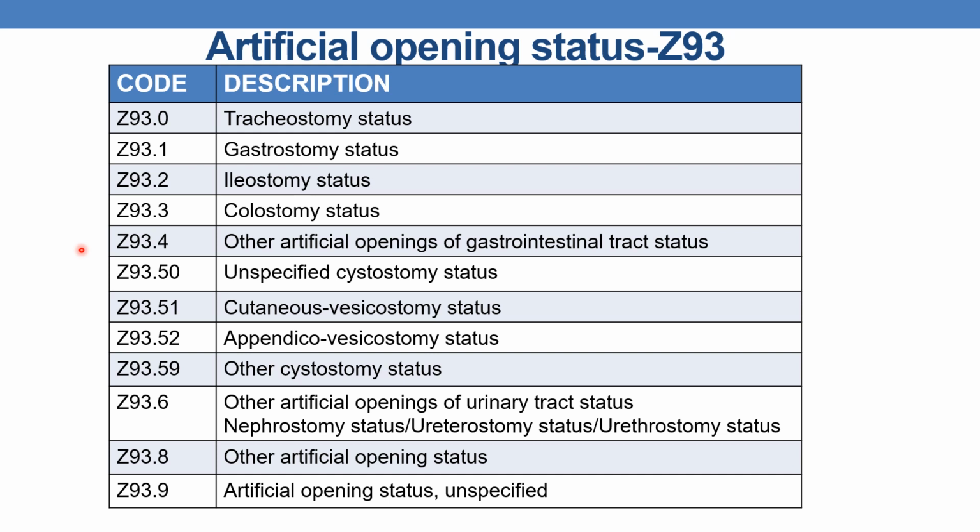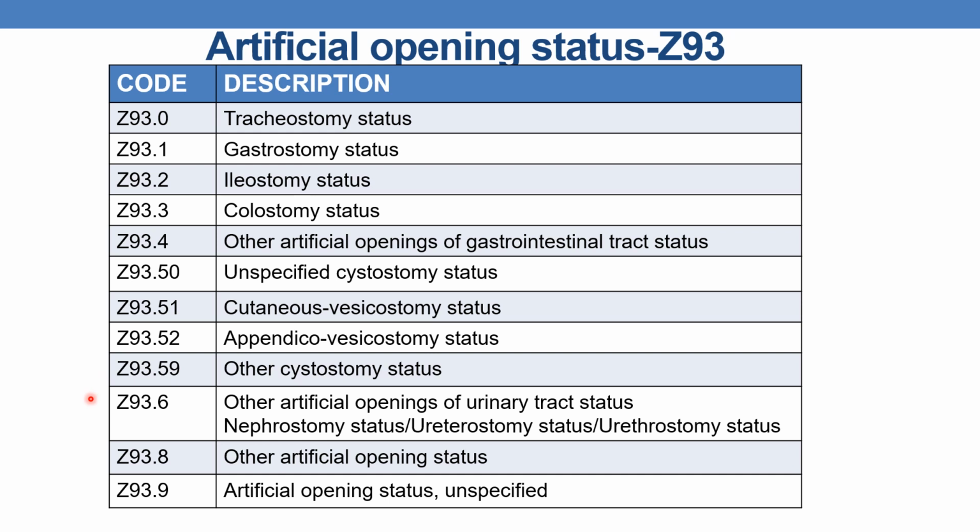Z93.4 indicates other artificial opening of gastrointestinal tract status. Next is Z93.50. It indicates unspecified cystostomy status. The next is Z93.51. It indicates cutaneous vesicostomy status. The next is Z93.52. It indicates appendico-vesicostomy status. The next is Z93.59. It indicates other cystostomy status.